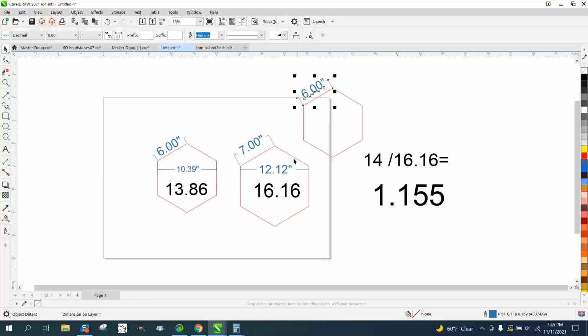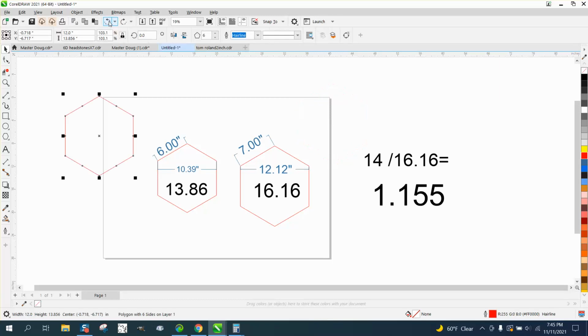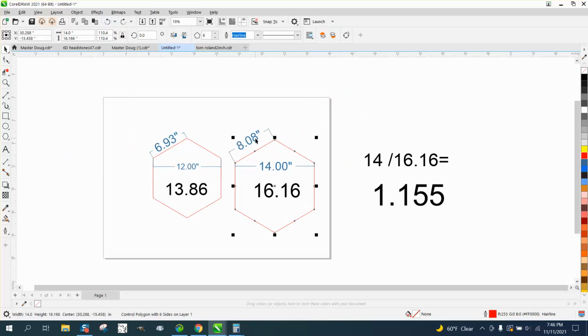I measured both, you know, it was 8.08 times two. And this one was, well, let's just back up here and see what they were before I ever did anything. So that was 8.08. So there's my 6.16, and this was 6.93. So it would be 13.86 divided by 12, and you get that number.